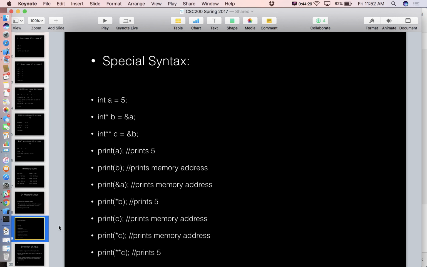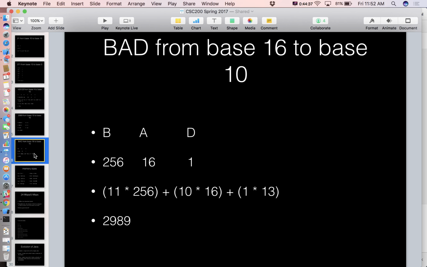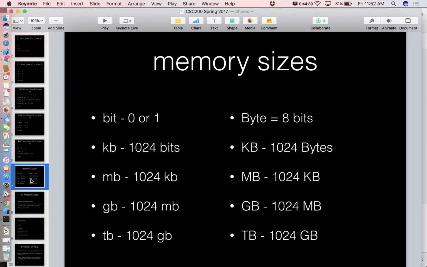All right, so we're out at 55, correct? Okay. So we were talking about conversion stuff, and we were talking about the size of memory and why we use larger bases.